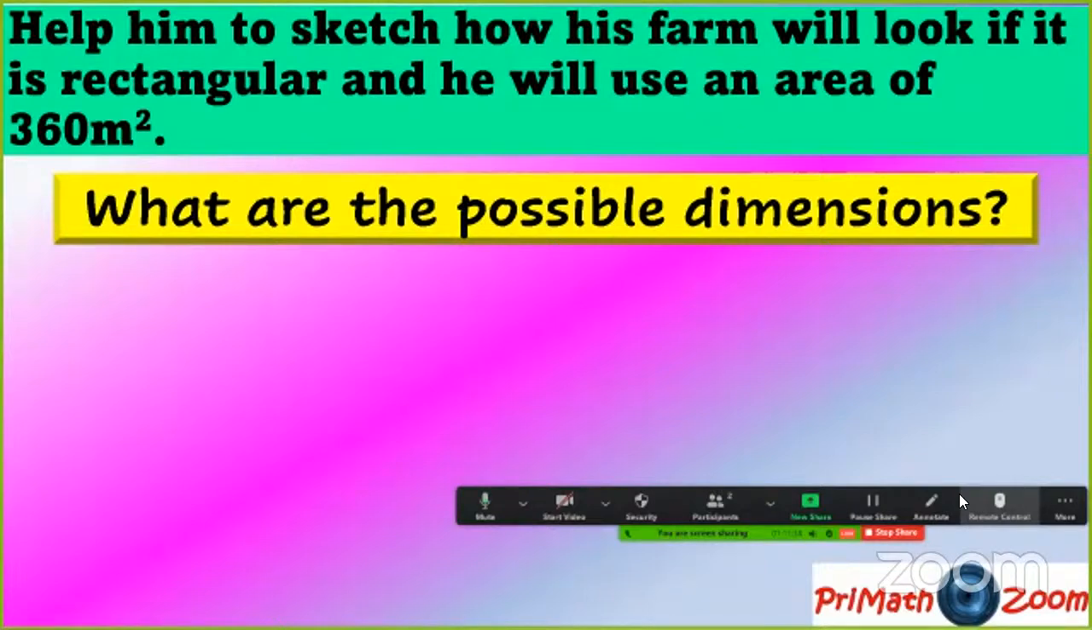So what we're doing is finding possible dimensions that Farmer Luke's farm could really be. So Nalani says, I got 10 meters for the length and 36 meters for a possible dimension because I know 36 times 10 is equal to 360. And I know that length times width equals the area, and the overall area for the farm is 360 square meters. Great job, Nalani. That is an awesome explanation. You are so correct.